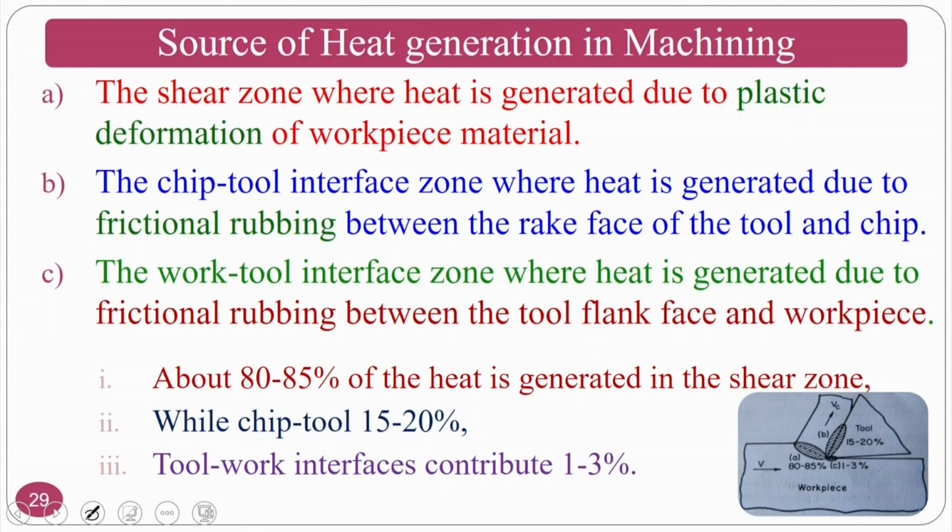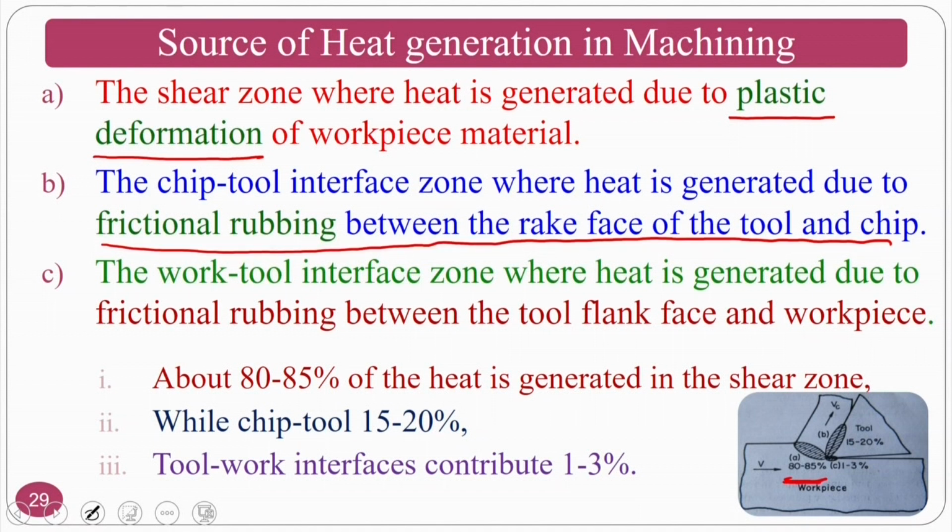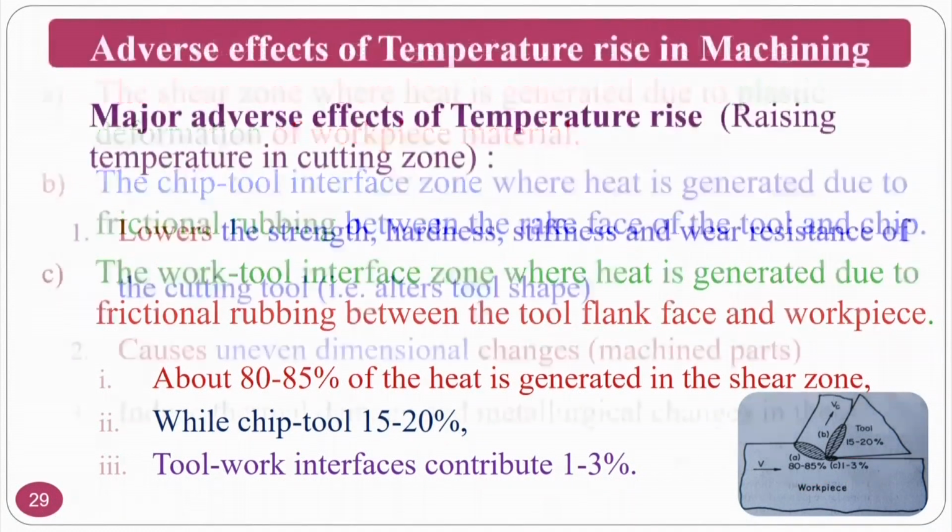Okay. The sources of heat generation in machining: the shear zone, where the heat is generated due to plastic deformation. This is about the plastic deformation, where I said 80 to 85% is generated. Chip-tool interface, where the heat is generated due to frictional rubbing between the rake face and the tool chip. So, the second one is because of the frictional rubbing. The third one, tool-work interface, where the flank surface will rub against the workpiece, which leads to 1 to 3%. Normally, I said already, it is fine. About 80-85% of the heat is generated in the shearing zone, while 15 to 20% and about this one, already we have seen.